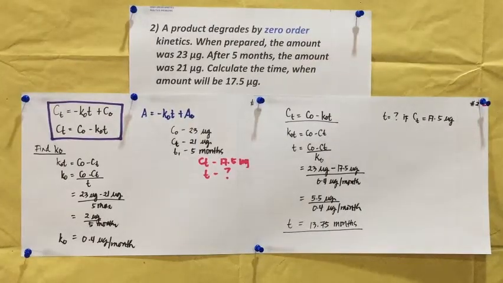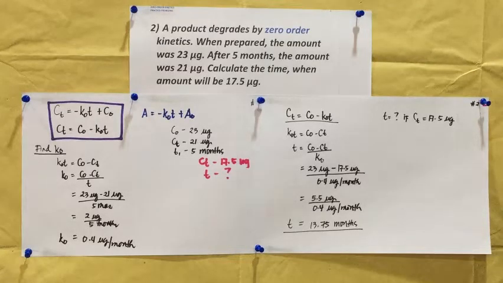Problem number 2. A product degrades by zero order kinetics. When prepared, the amount was 23 microgram. After 5 months, the amount was 21 microgram. Calculate the time when the amount will be 17.5 microgram.